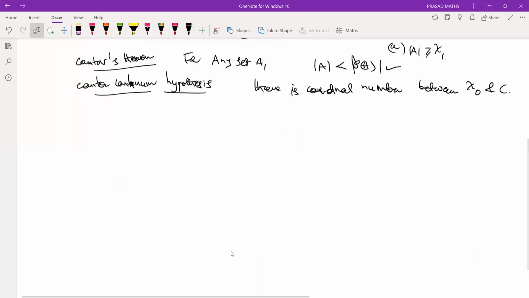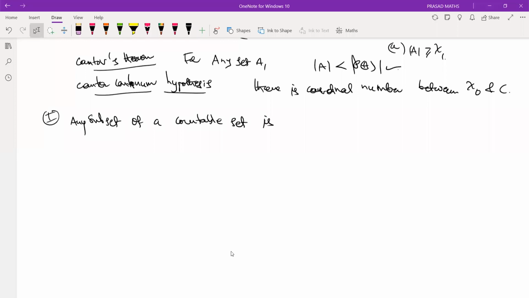Today I would like to give different properties. Then after I will start with problems. So the first property is: any subset of a countable set is always countable. Suppose B is my countable set. You start with any subset A of B. Already I told you, whenever A is a subset of B, cardinality of A is less than or equal to cardinality of B.